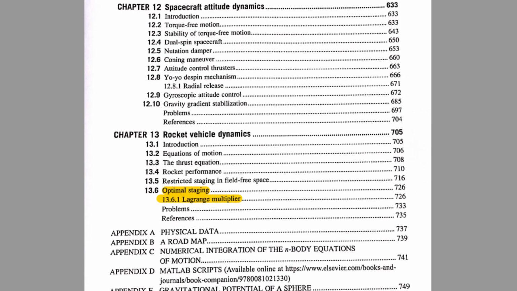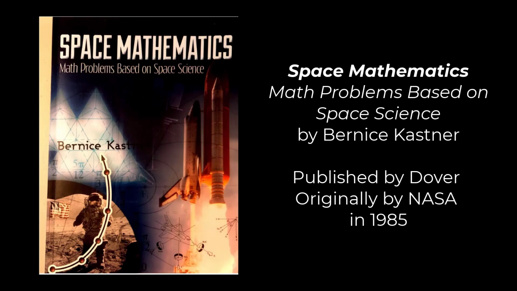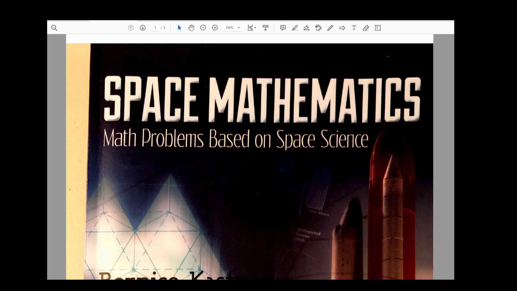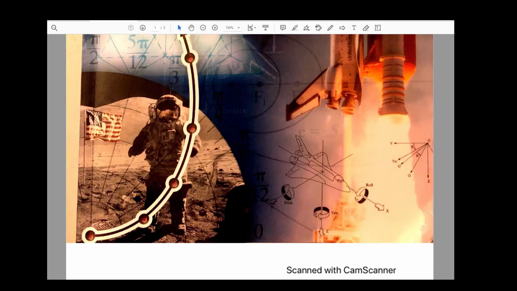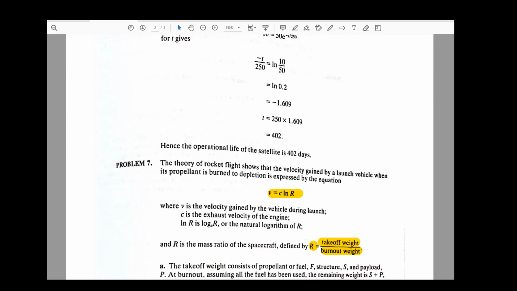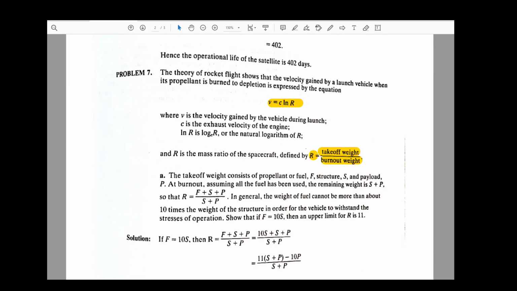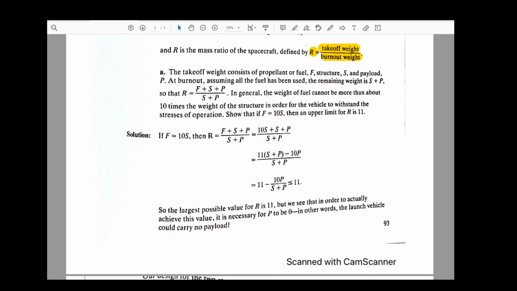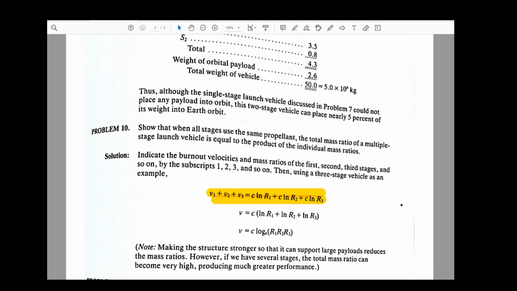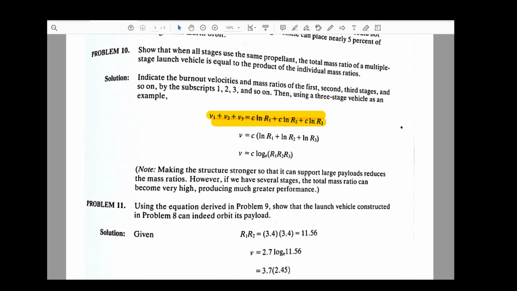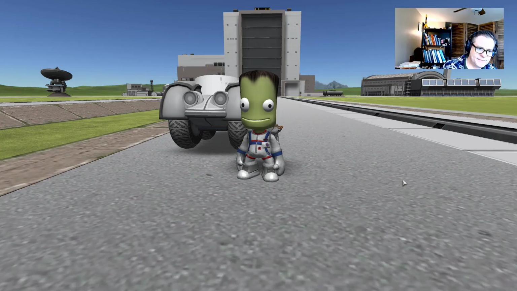Also, I'll mention that some of the very same concepts and methods I use here in this video, as they are found in the Stewart and Curtis books, are also found in a workbook for high school students originally published by NASA in the 1980s called Space Mathematics, Math Problems Based on Space Science by Bernice Castor.